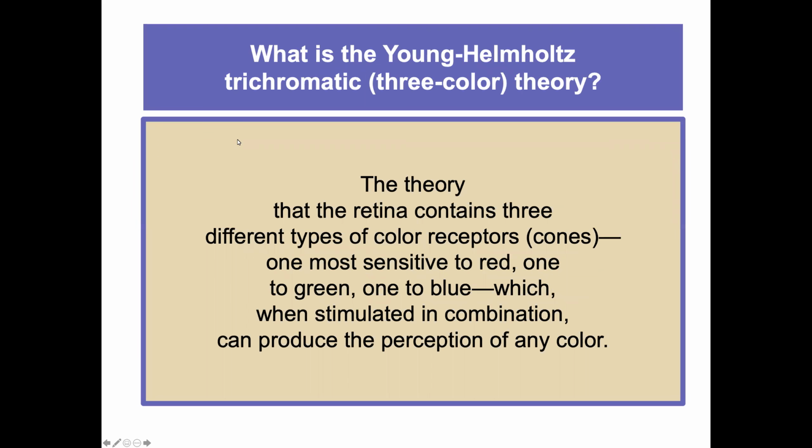So there are two different theories that we're going to go over. The first of which is the Young-Helmholtz trichromatic, which means 3-color theory. This is the theory that the retina contains 3 different types of color receptors. Remember, the color receptor starts with the C, cones. One most sensitive to red, one to green, one to blue. And when they're stimulated in combination, they can produce any color. So that's the Young-Helmholtz trichromatic. So remember, trichromatic, tri means 3, red, green, blue. Those are the 3 colors.